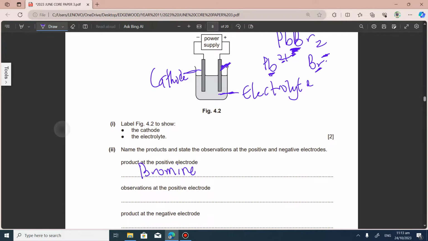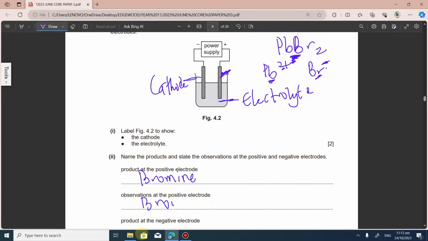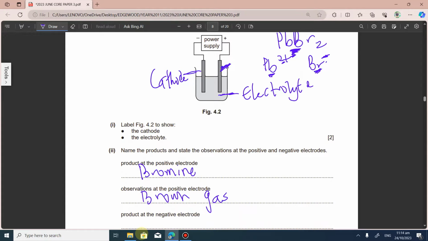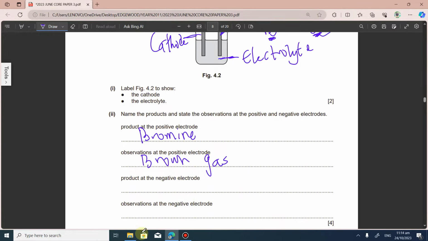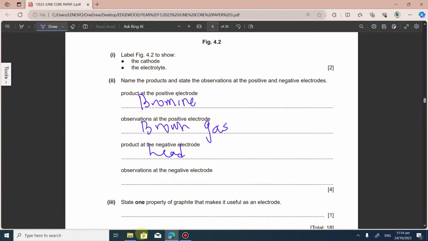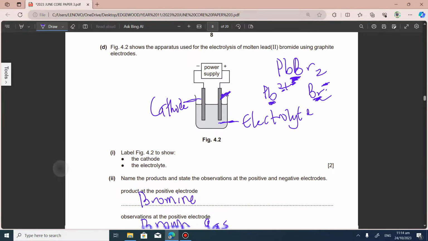So if bromine is there, how do we know that bromine is being formed there? You're going to have a brown gas, or brown bubbles of the gas. That's how to identify that the bromine has been formed at the positive electrode, which is the anode. Now the product at the negative electrode, of course, we have just the two ions in the solution. So if bromine has gone to the anode, therefore the lead is going to be at the cathode. So lead there. And what are the observations? You're going to have a gray solid formed there, and that's a means of identifying that the metal is there. So that's as easy as that gets.